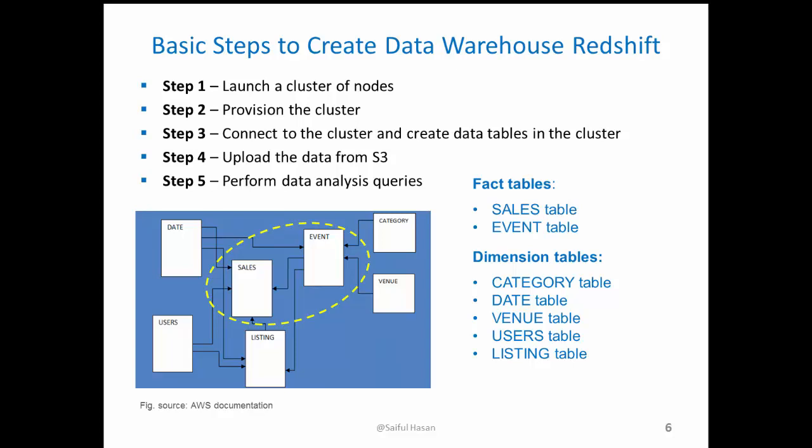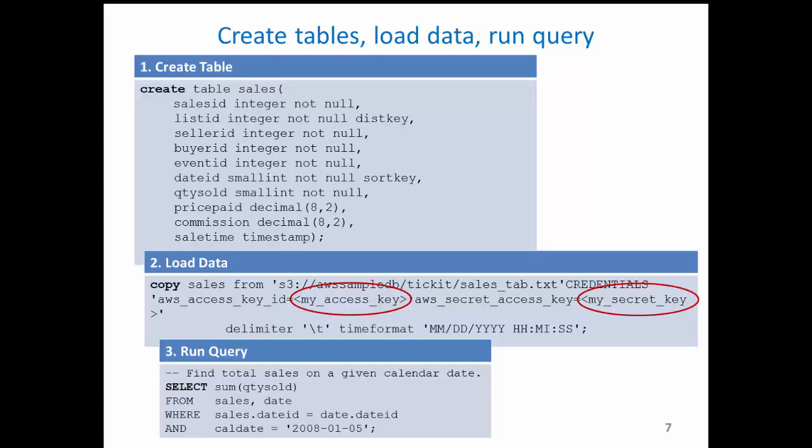You can create a data warehouse in Redshift in five fairly simple steps. You launch the cluster, you provision the cluster, you connect to the cluster and create data tables within the cluster, you upload the data from S3, and then you perform your data analysis queries. That's it. In our case, we used available data about sales transactions of a series of events that has 2 fact tables and 5 dimension tables as shown in the slide.